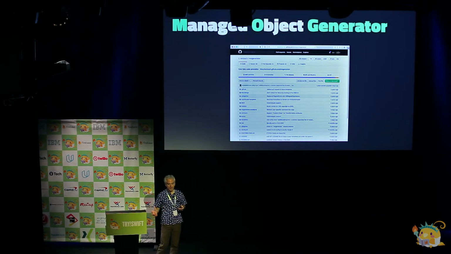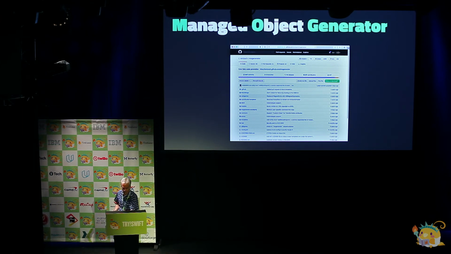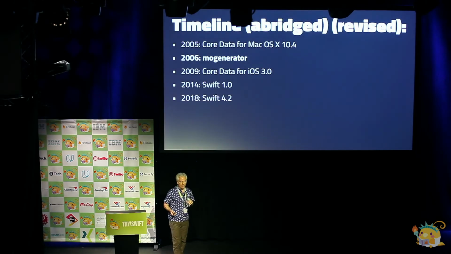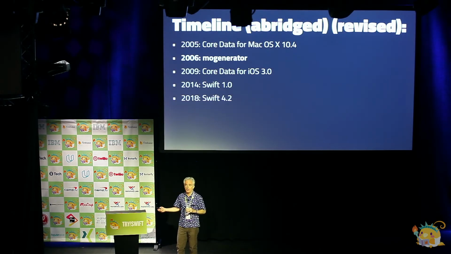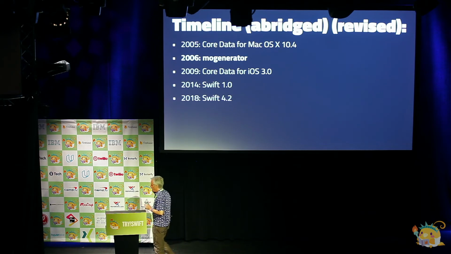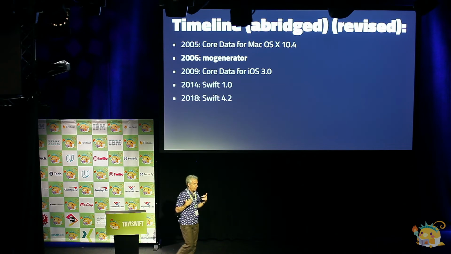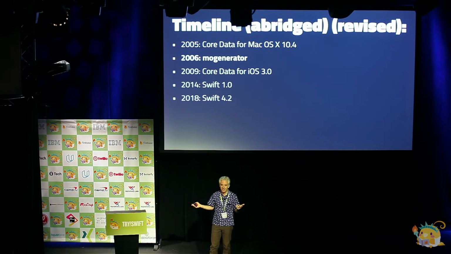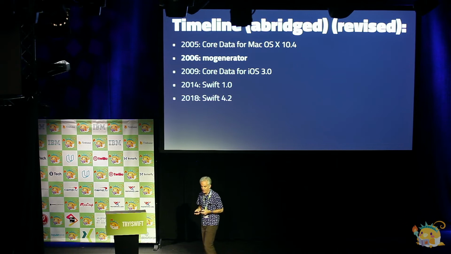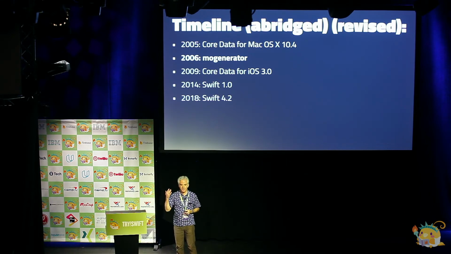It's called mogenerator because it's a managed object generator. It generates your managed object subclasses. And it's been around for a while as well. It's also older than Swift. But unlike Xcode and the Core Data team, some of us who use and work on mogenerator actually use Swift. And so we care about trying to make it better in Swift. And so that's where I come in. That's where this talk comes from.